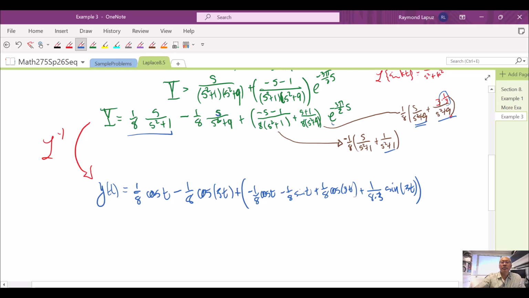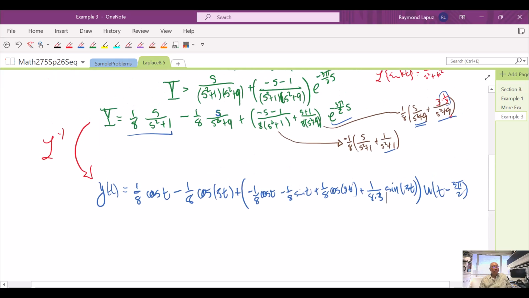Now all this, remember, was part of a shift. So the shift is going to be the step function u of t minus 3 pi over 2. All right, and that is your result.